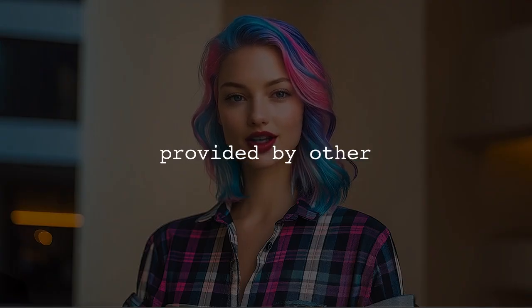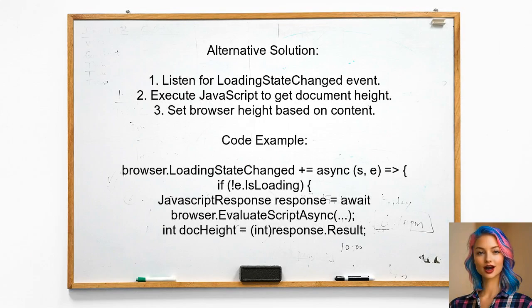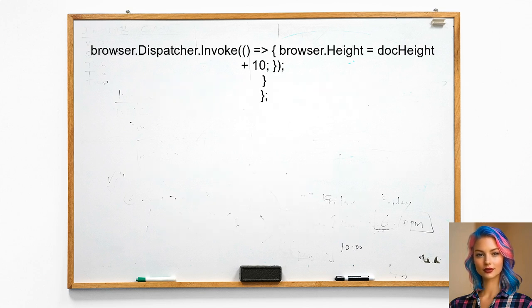Now let's look at the answers provided by other users. An alternative solution provided by a user involves dynamically adjusting the height of the CefSharp browser to fit the page content. They achieve this by listening for the loading state change of the browser. Once the page has finished loading, they execute a JavaScript function to get the document's height and then set the browser's height accordingly.